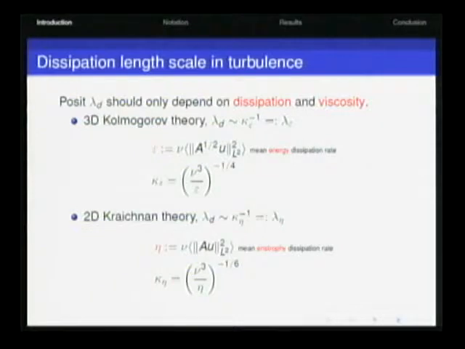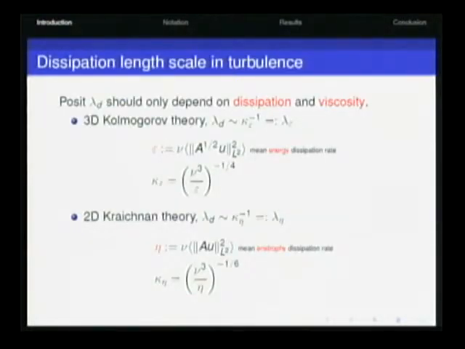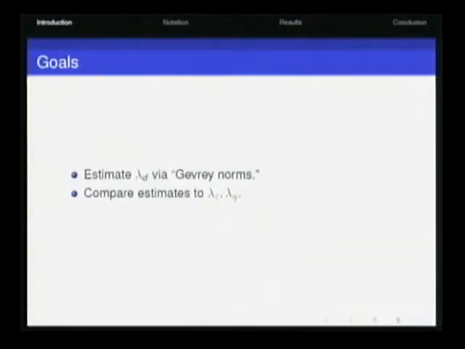So to estimate these things, you could, of course, estimate these quantities. But in fact, what we're going to do is estimate them through Gevrey norms, which is more indirect, but I'll explain why we do that. And also, once we've done that, we'll compare those estimates to lambda epsilon and lambda eta. For people checking the units on these things, I might be missing some lengths here, but I normalized the length to 2 pi. So this is going to be the goal.